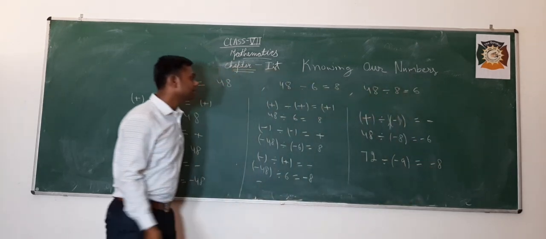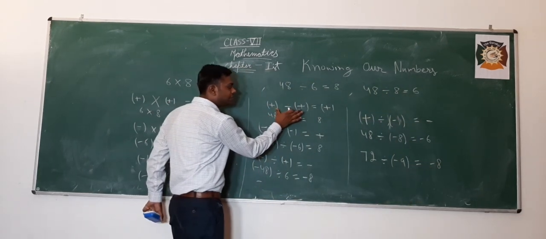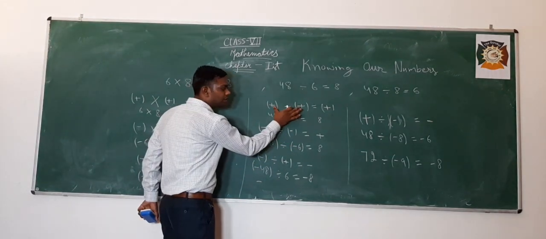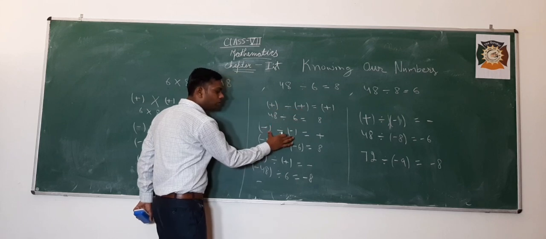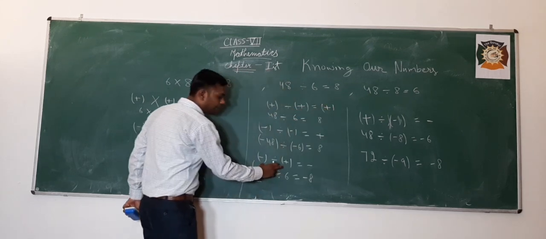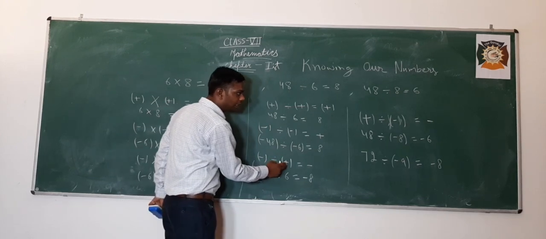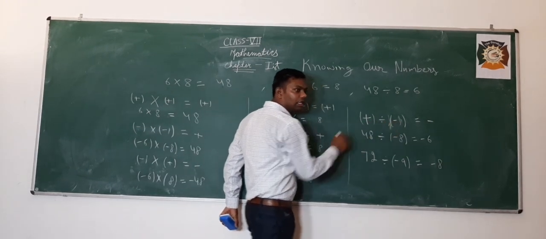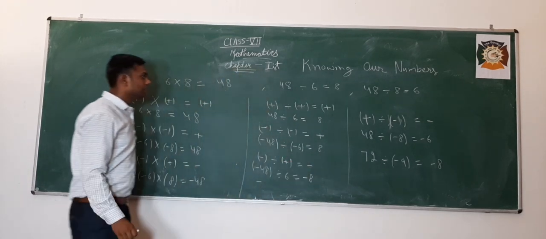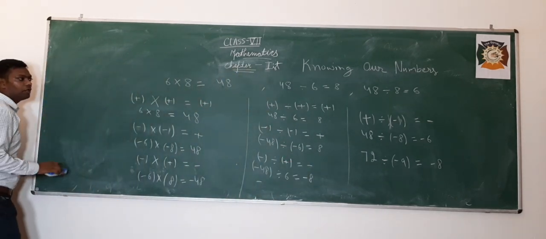Or you can simply see that when both have the same sign, either positive or negative, the result will be positive. If they have different signs, one is positive and another is negative, then the resultant sign is negative. Let's consider a few examples.